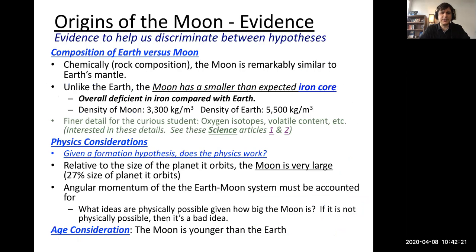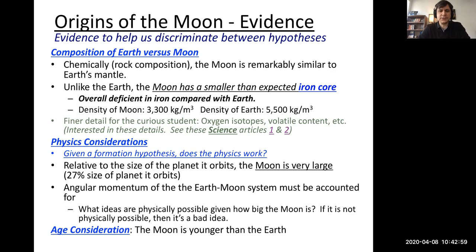So let's start putting all this information together and start building all the evidence that we need to bring to bear about how our moon formed. So we're going to divide the evidence into three primary categories: the composition of the moon, so what is it made out of, the physical considerations, can we look at the physics of it, and will the physics work? Can we actually build a moon with physics and have everything work out? And then we also have to have an age consideration.